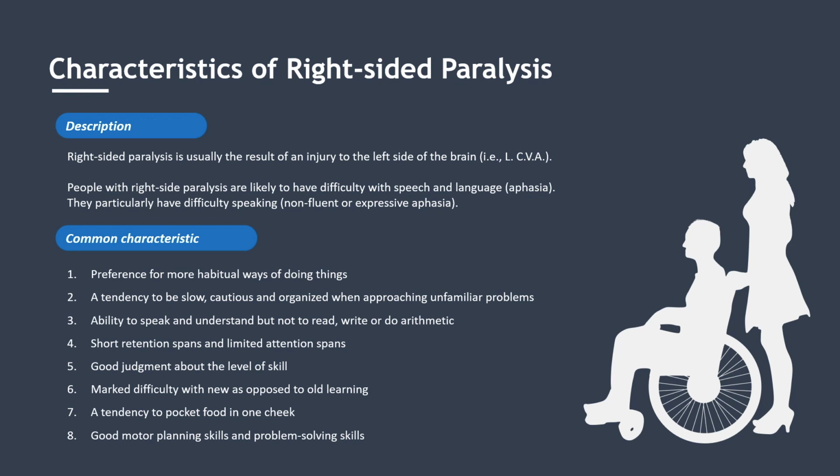Common characteristics: preference for more habitual ways of doing things, a tendency to be slow, cautious, and organized when approaching unfamiliar problems, the ability to speak and understand, but not to read, write, or do arithmetic, short retention spans and limited attention spans, good judgment about the level of skill, marked difficulty with new as opposed to old learning, a tendency to pocket food in one cheek, and good motor planning skills and problem-solving skills.